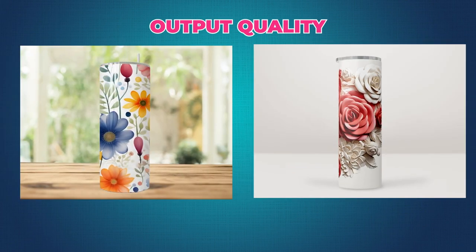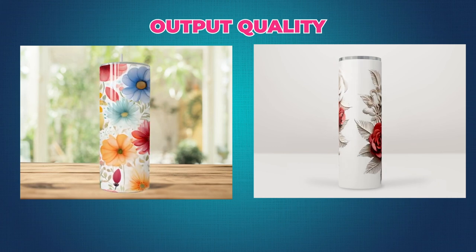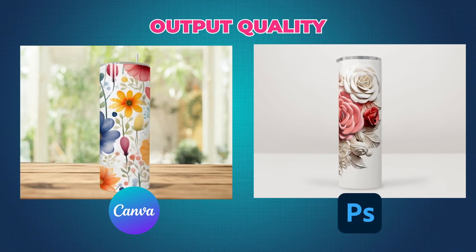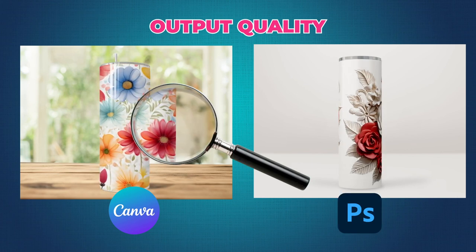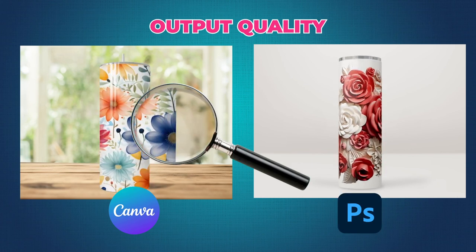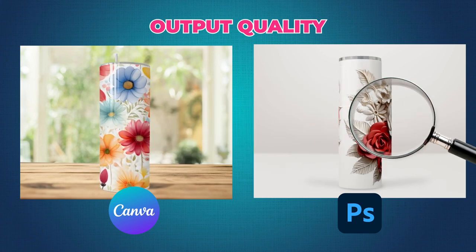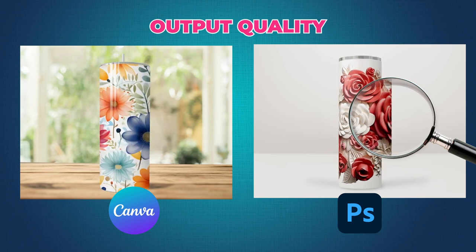Look at the screen. The video on the left is the output from a Canva template, and the video on the right is an output from the Photoshop template. Look at the edges of the rotation. The Canva template does not look real, whereas the output from the Photoshop template is much better.